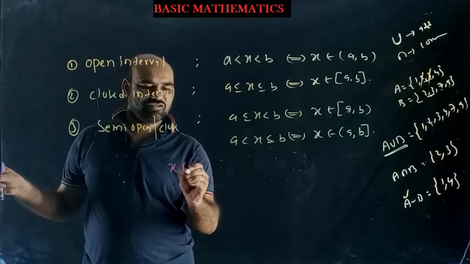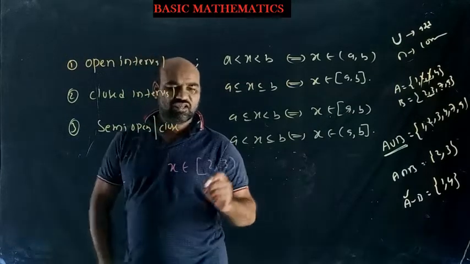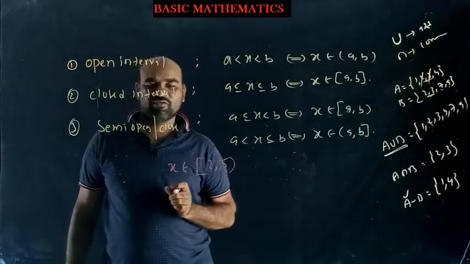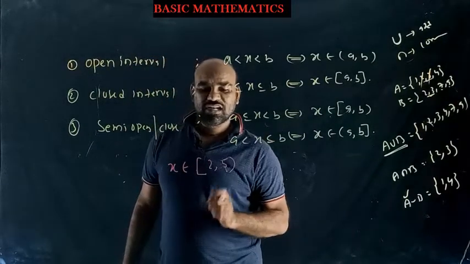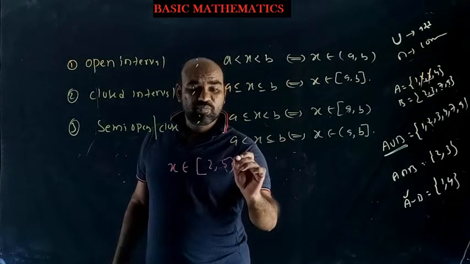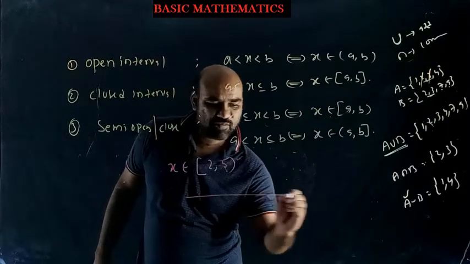X belongs to closed 2 to open 5. X belongs to closed 2 to open 5 means X is a real number that lies between 2 to 5, including 2 but not equal to 5. How to represent this on the number line? Important. Draw a number line.